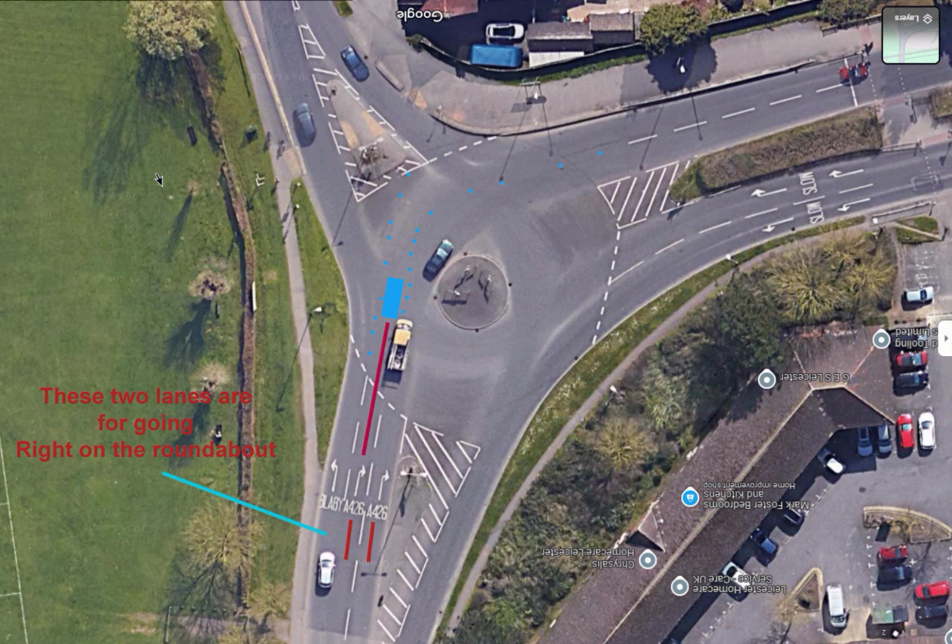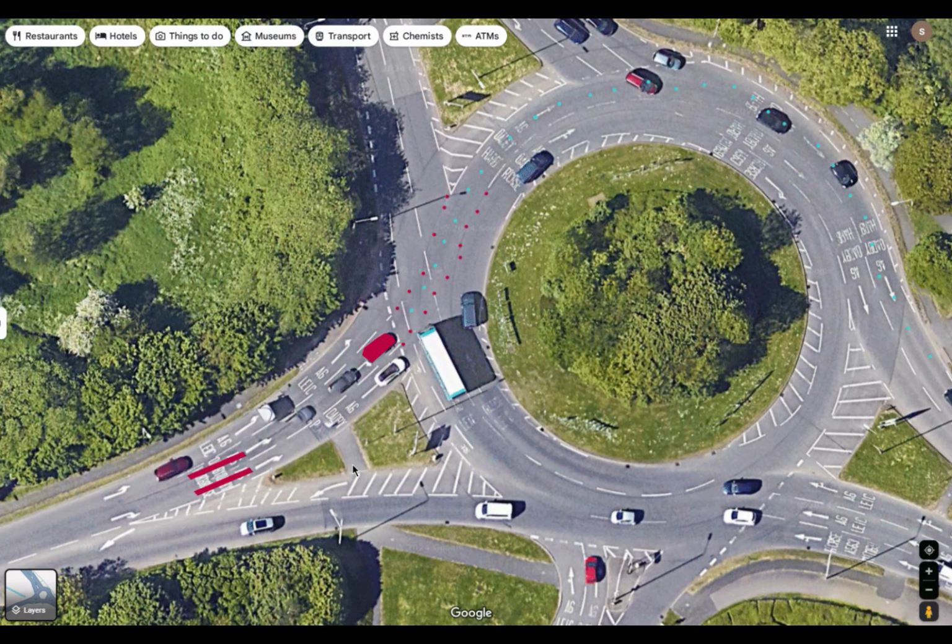Now the second roundabout is this one, which is the Ordby one. Again you can see before the roundabout there are 3 lanes. The leftmost is for the first exit, and the middle and right lanes are for the right turn, which is the second exit. So again we use the middle lane.